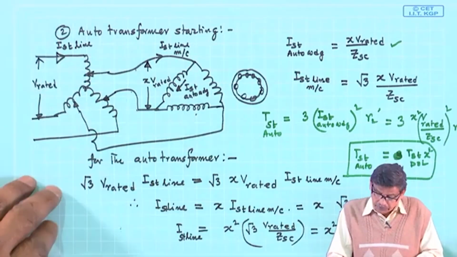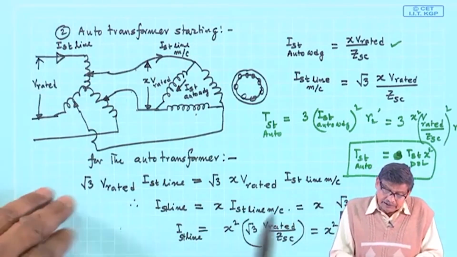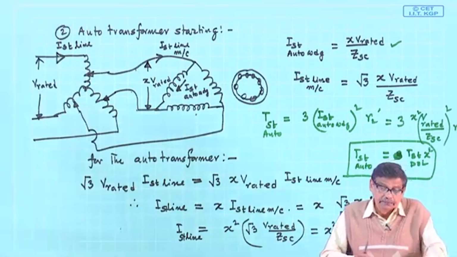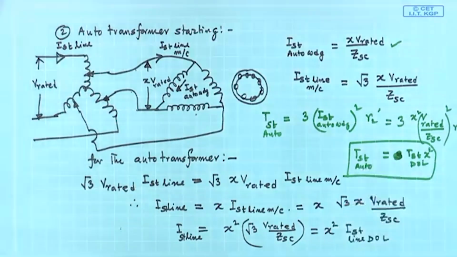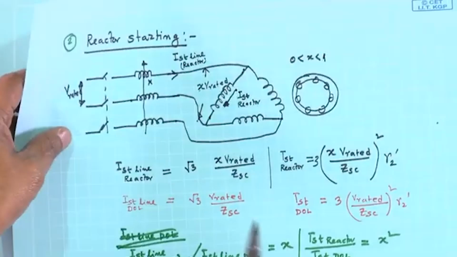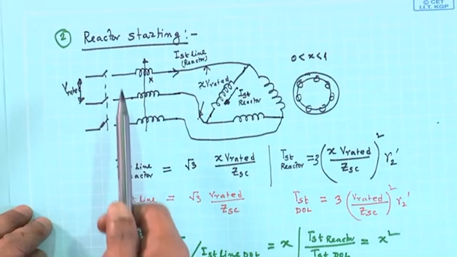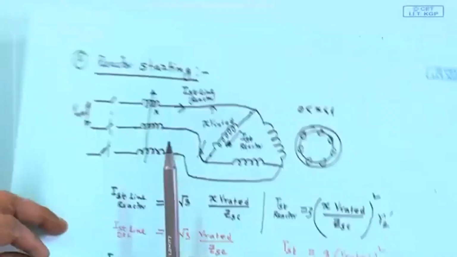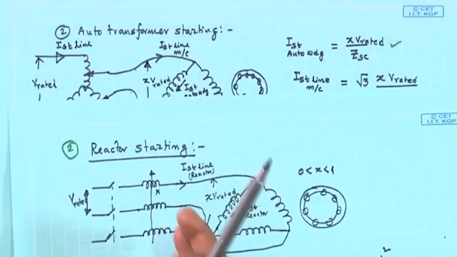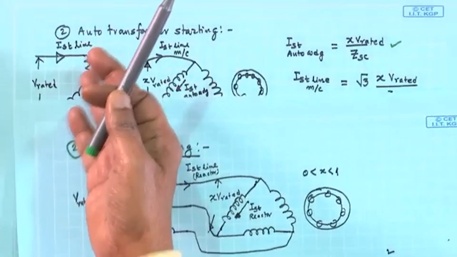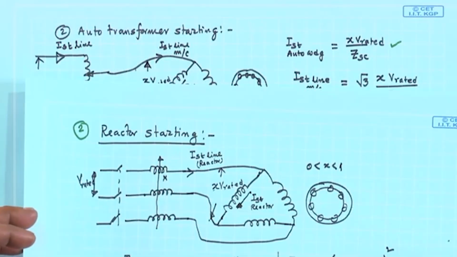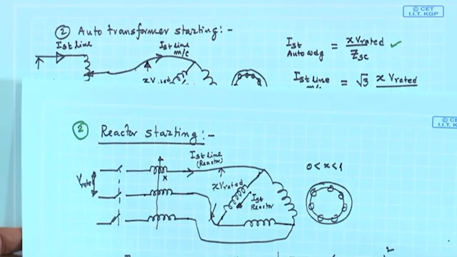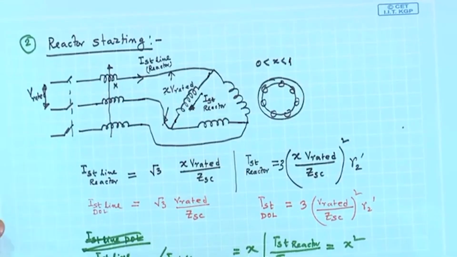So, you note down that, but do not forget that in both these methods you have to invest extra to purchase a reactor or auto transformer. Auto transformer is costlier than plain reactors. Therefore, you have to invest money and also you are sacrificing torque by some factor x square and get some relief.